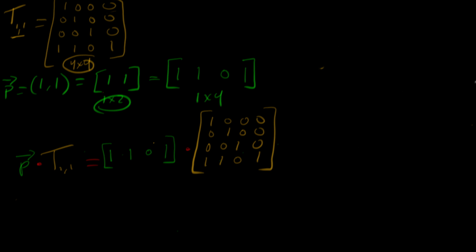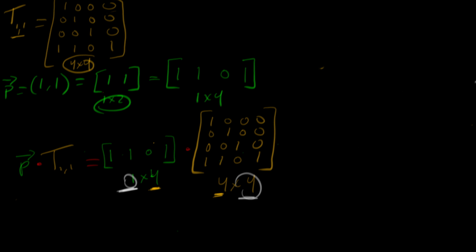Now I'm going to do this as white. Actually green for the 1 by 4. So the inside numbers have to match. That's 4 by 4. So these 4 and 4 have to match, and they do. So our resulting matrix is going to be 1 by 4. It's going to be these numbers here, 1 by 4.